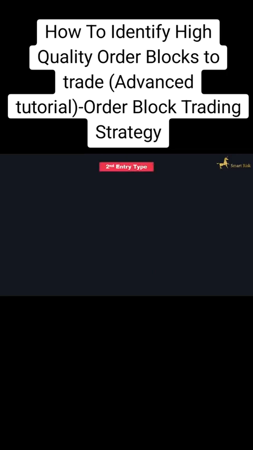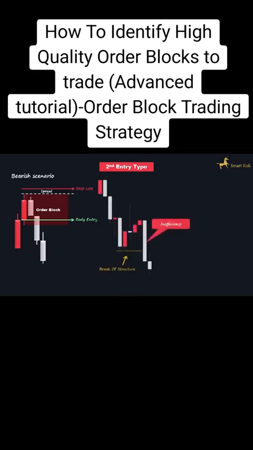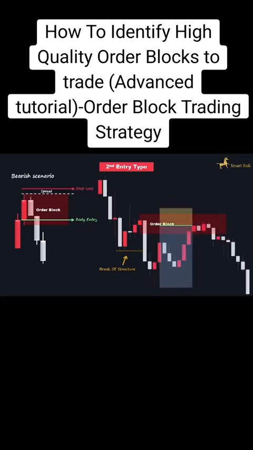The second entry type is referred to as the body entry. In this approach, once a valid order block is identified, the entry is placed based on the body of the candle. For sell positions, the stop loss is set a spread size above the higher wick of the order block. This entry method typically offers a higher reward-to-risk ratio compared to the previous entry type because the stop loss is tighter. This approach carries a slightly higher level of risk.